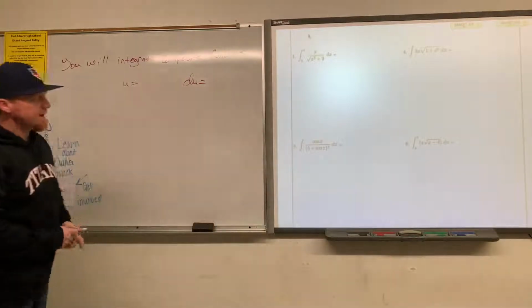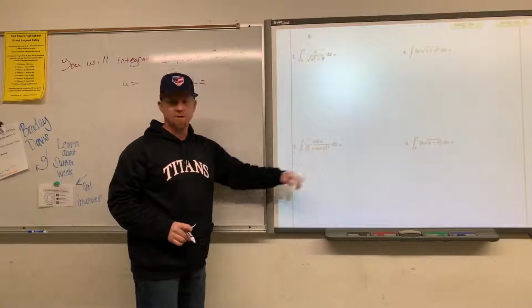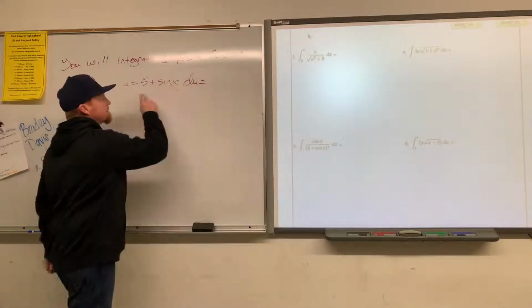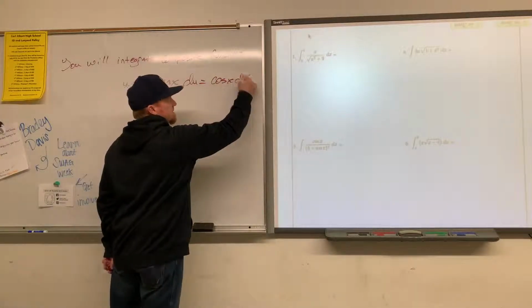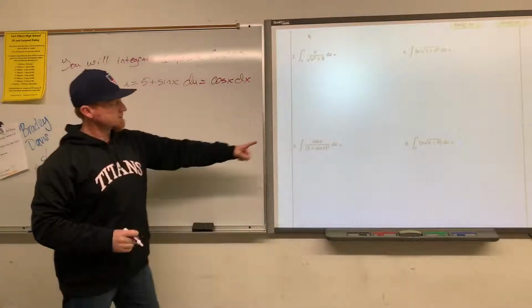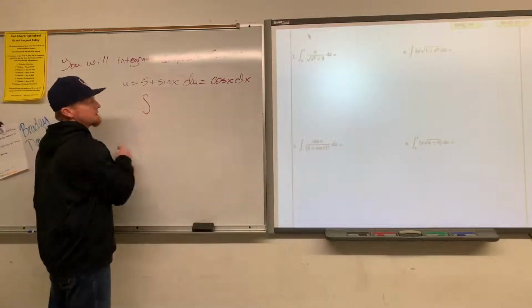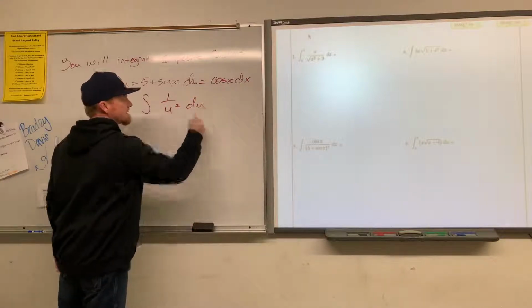All right, 5. Inside function is going to be 5 plus sine. Derivative of 5 is 0. Derivative of sine is cosine. I've got the cosine, I've got the dx, so we're in good shape. I just have 1 over u squared du.